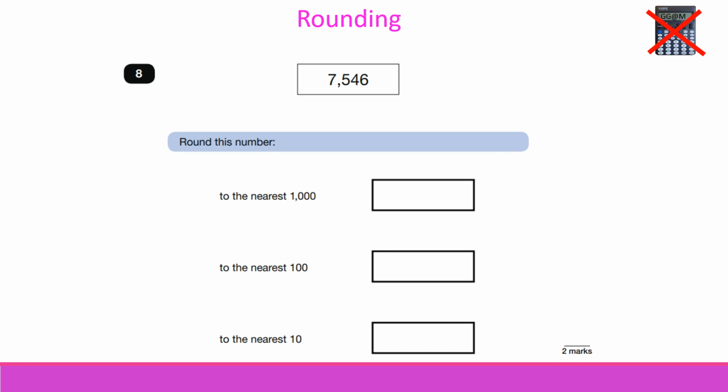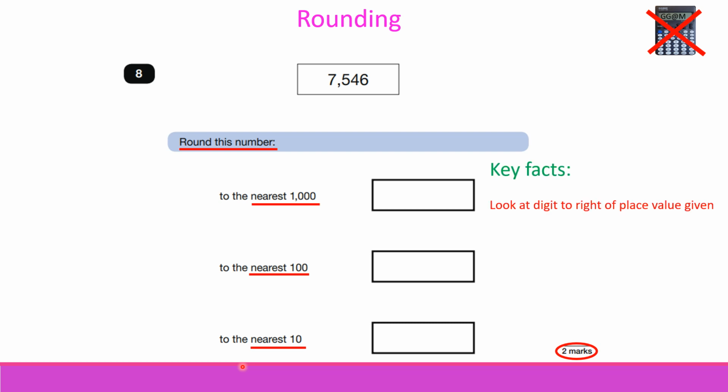This is a question on rounding. The key words in the question are we've got to round the number to the nearest 1,000, to the nearest 100 and to the nearest 10, and this is going to be worth 2 marks in the exam. The key facts are that we need to look at the digit to the right of the place value given. So in the first case we're to the thousands, so we look at the thousands column and we look to the right of the thousands column.